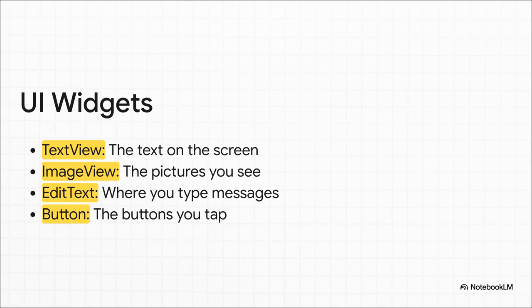That text you're reading on the screen? That's a text view. The pictures in your feed? Image view. That little box where you type your message? Yep, that's an edit text. And that like button you can't resist tapping? That's a button widget. These are literally the building blocks of your entire experience.